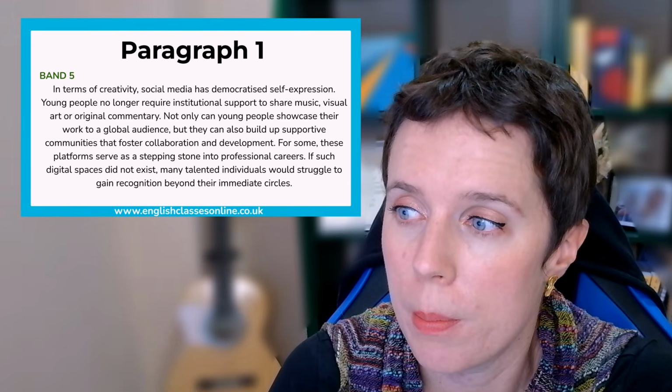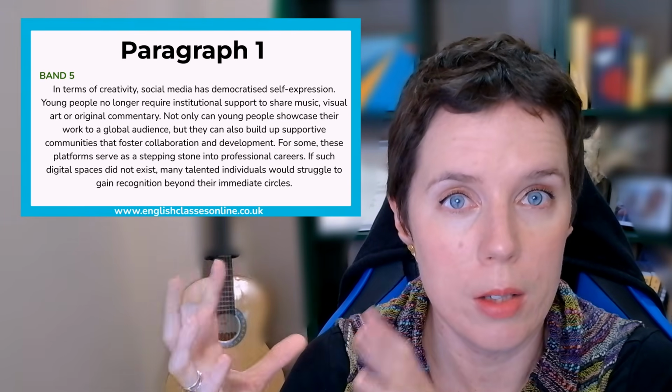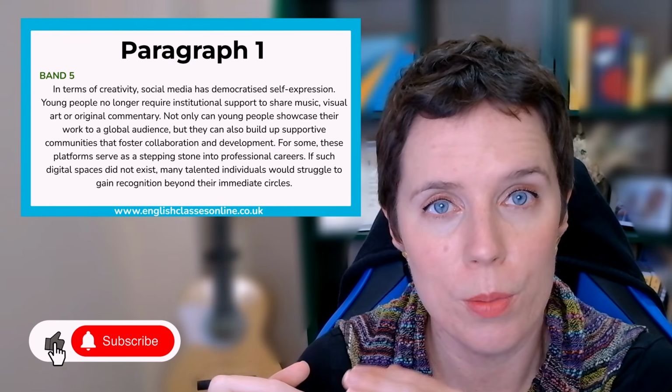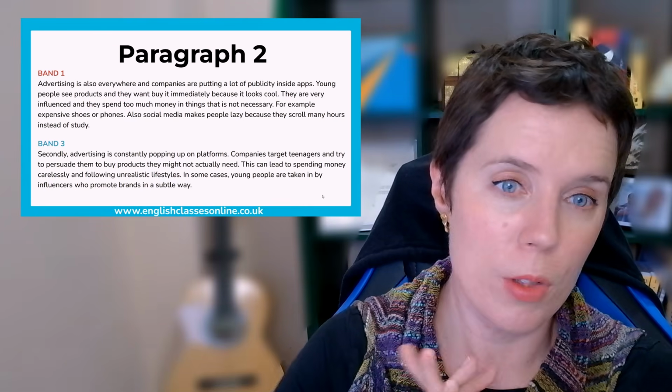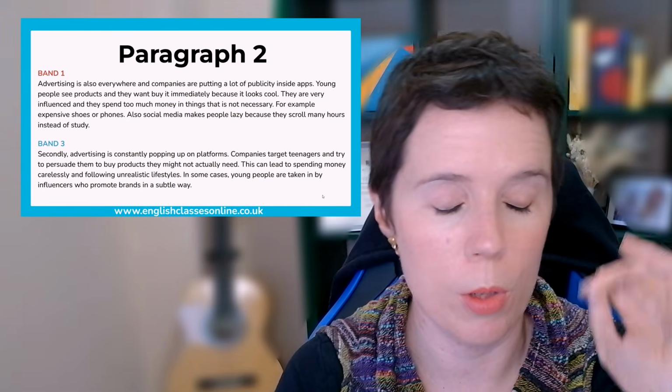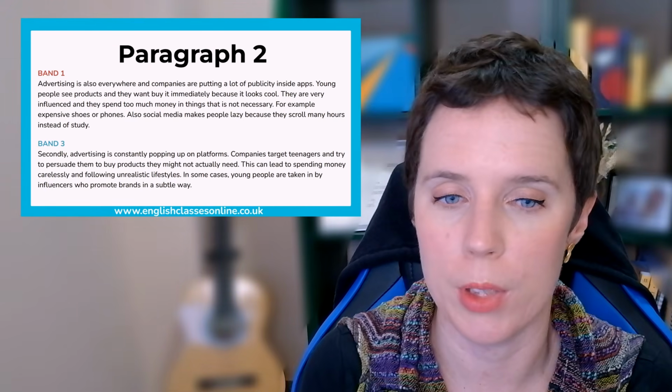It's easy to read. Okay, so you can just see the level there, the difference between band 5 and band 3. Okay. All right, nice. We're going to move on to paragraph 2. So again, we'll go band 1, 3, and 5, and we'll take a look.